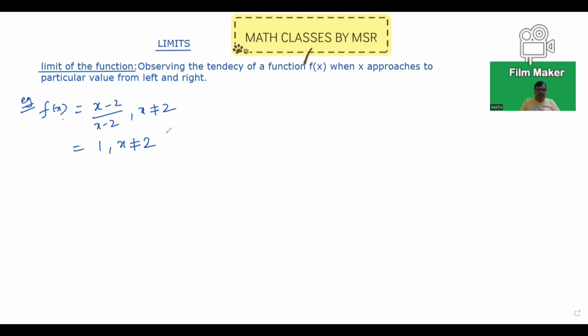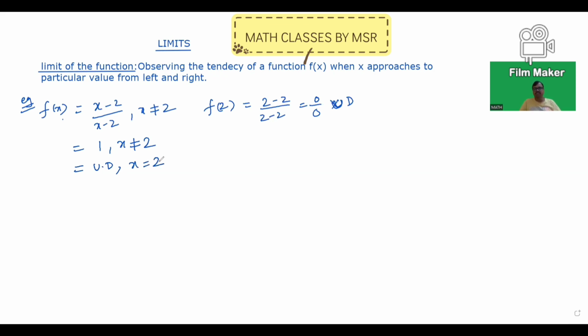So in other words, see what happens if x is equal to 2, tell me. f of 2 will be (2 minus 2) by (2 minus 2), right? That is nothing but 0 by 0. It is not defined. It is undefined. For your understanding, it is undefined when x is equal to 2.